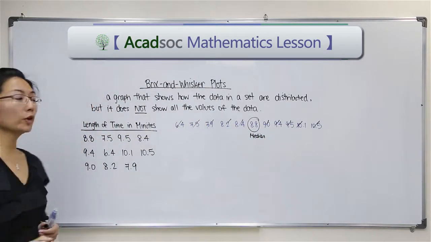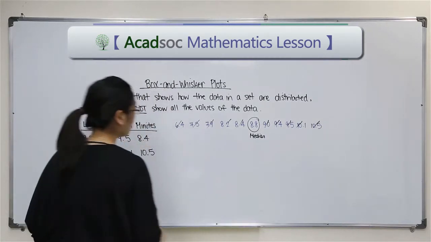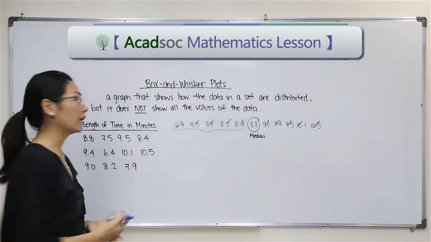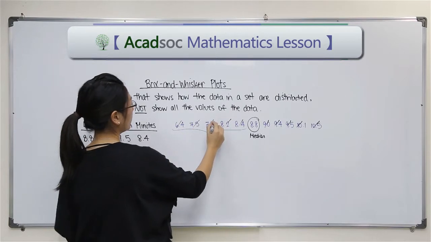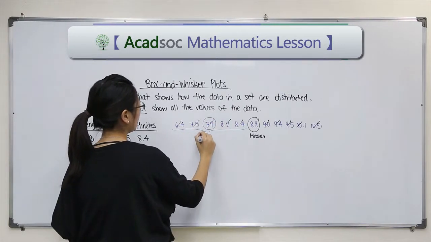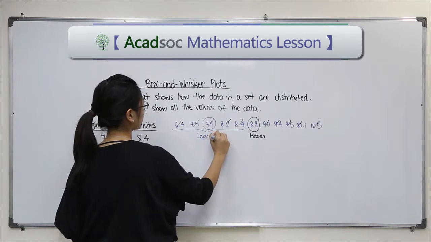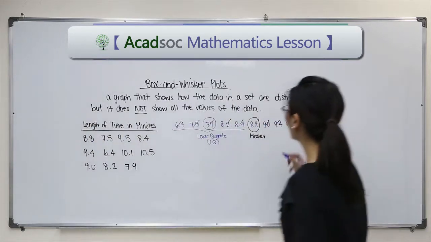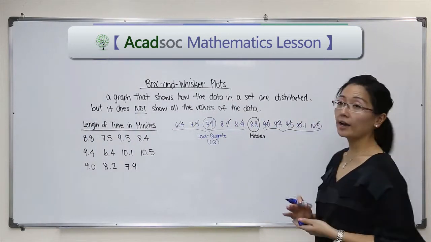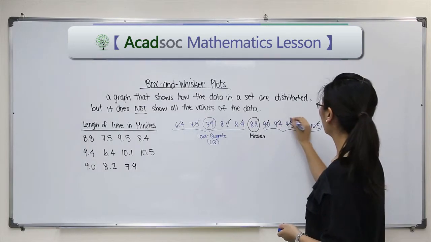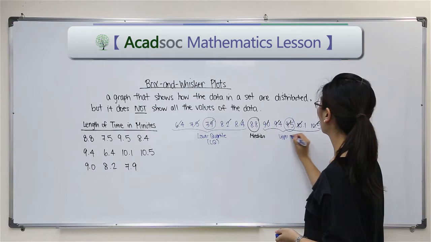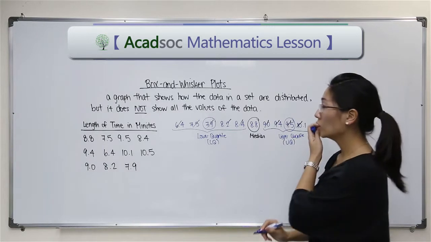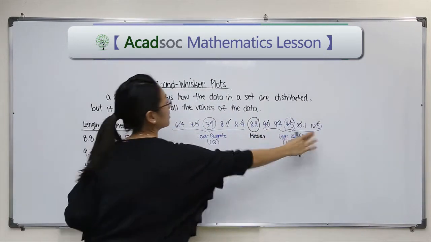Now to find the lower quartile, we take the lower half of the data, which is this set, and find the median of that lower half. So, just by counting off, we know that 7.9 would be our lower quartile. I abbreviated it with LQ. And then our upper quartile would be the median of the upper half of the data. So that would be 9.5. That would be the upper quartile. And we know what our lowest value is, which is 6.4, and the highest value is 10.5.